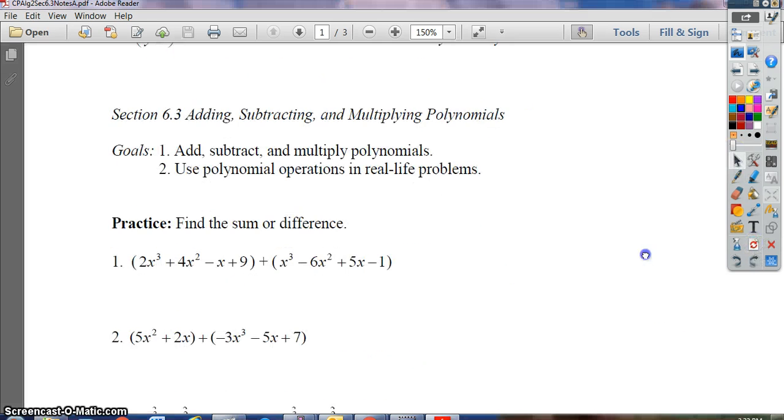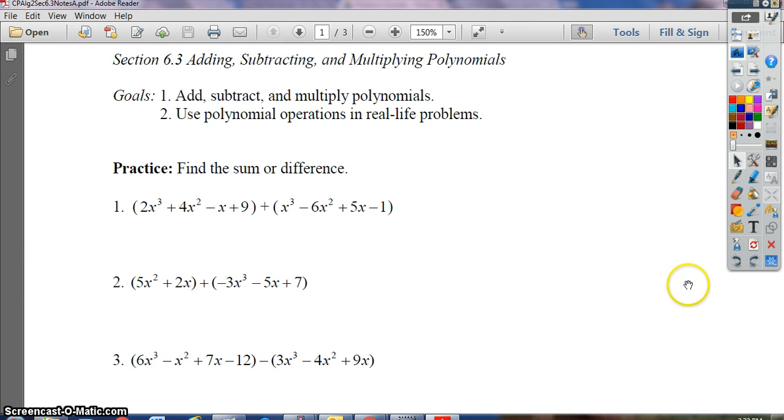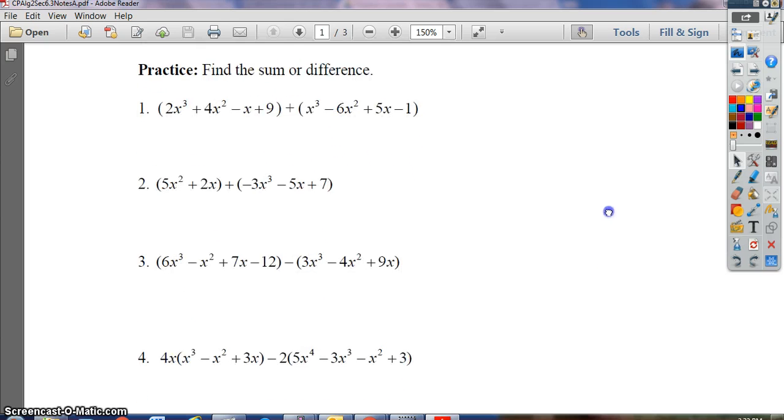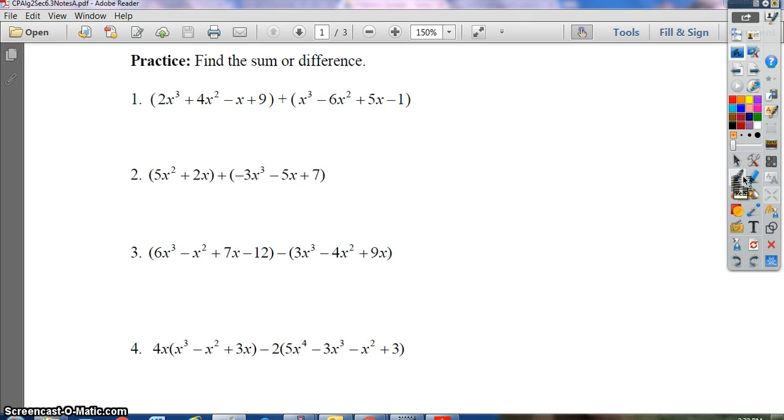So, what's 6-3 talking about? Adding, subtracting, and multiplying polynomials. Sounds like fun. How do we use that? How do we solve, add, subtract, multiply polynomials? So, let's just start with finding the sum or difference.